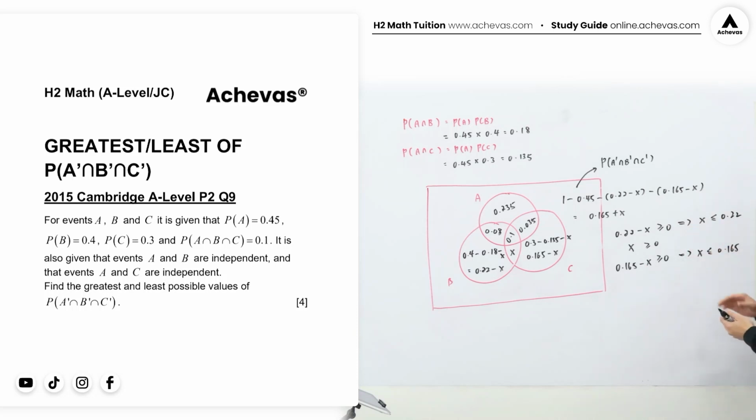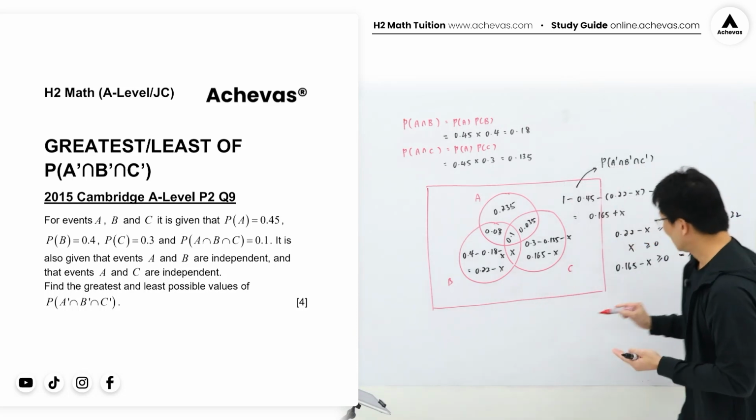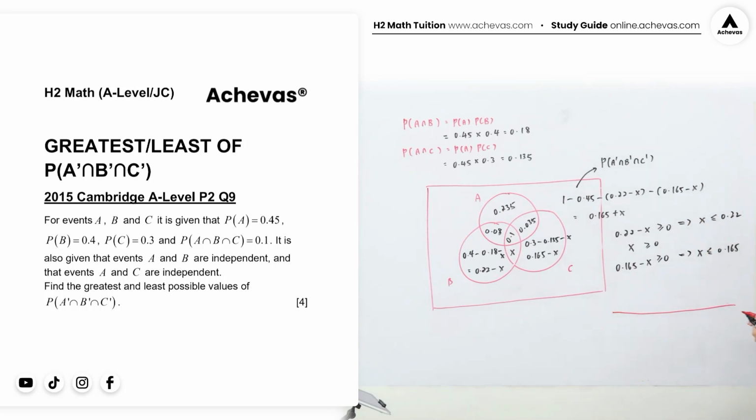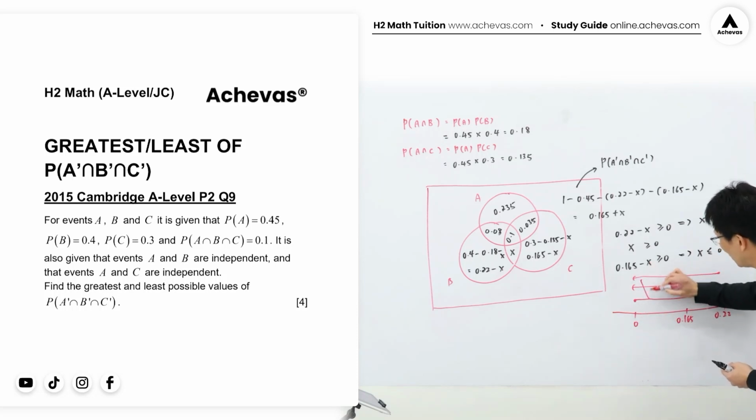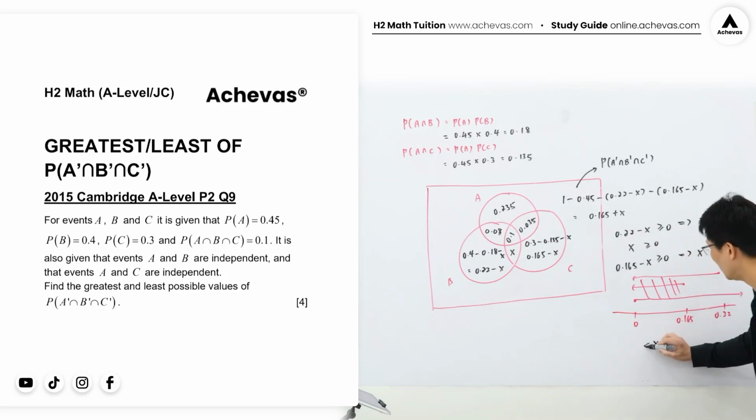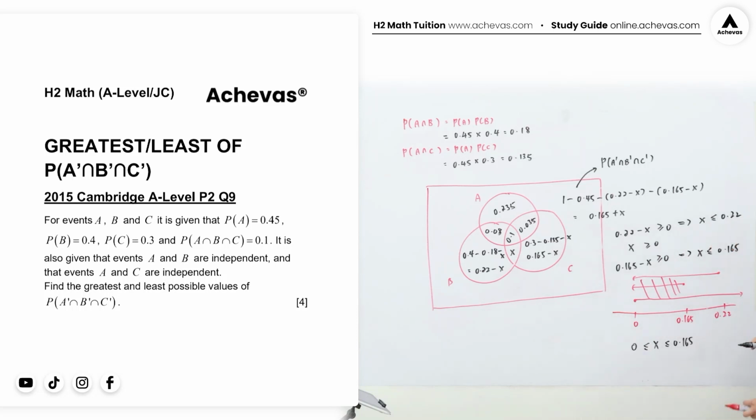We are going to find the values of X that satisfy these three conditions. We can draw a simple number line to represent the overlapping region between these three. The first value is 0, the second value is 0.165, and the last value is 0.22. We can easily see that the overlapping region is just this part here, so the solution for this inequality is between 0 and 0.165, both inclusive.